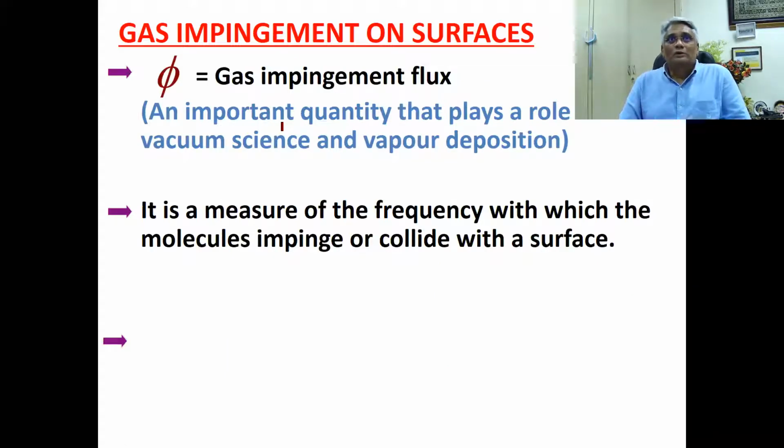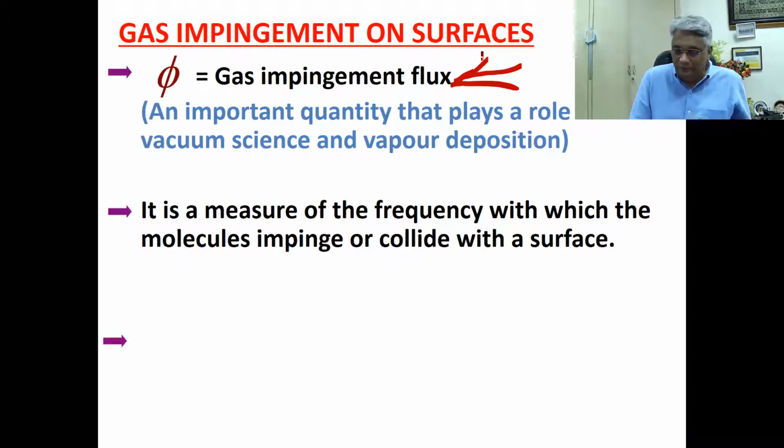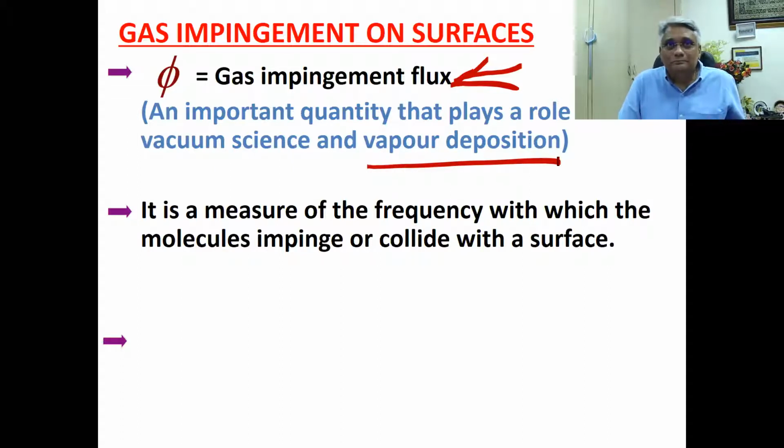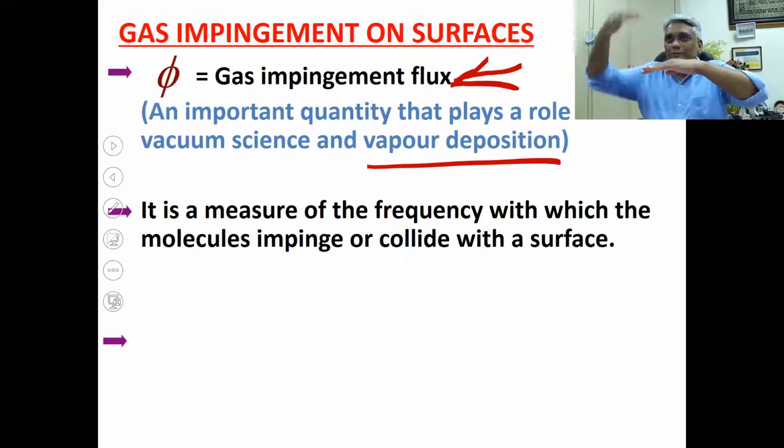Now there's what is called the gas impingement on surfaces, a very important parameter. So the gas impingement flux, okay, it's an important quantity that plays a role in vacuum science and vacuum vapor deposition, right? We're talking about the vapor deposition. It is a measure of the frequency with which the molecules impinge or collide with the surface, right? So I have a surface, I have these molecules continuously coming and impinging on a surface.